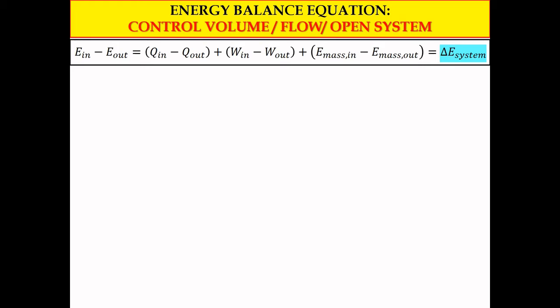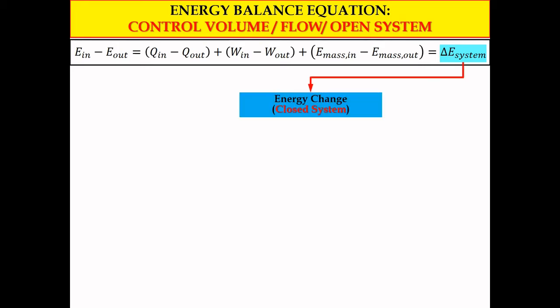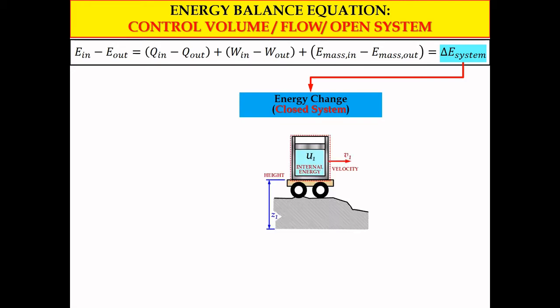Okay, so for delta E system, previously for the closed system in chapter 3, we already discussed the specific equation for delta E system for the closed system. We consider this schematic diagram where delta E system for the closed system equals delta U plus delta KE plus delta PE. Okay, internal energy plus kinetic energy plus potential energy of a system, which is the overall system.